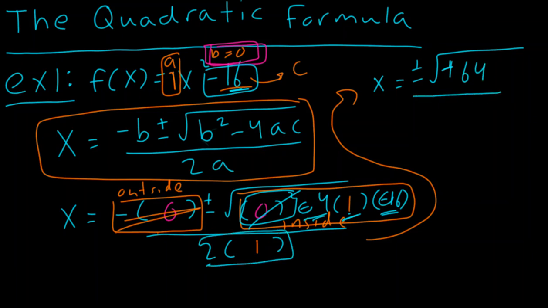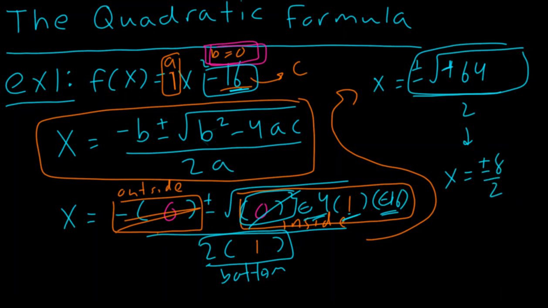and here is the bottom. Remember, we're going to simplify the outside, inside, bottom. 2 times 1 is 2. Now, we are literally almost done. Check this out. We know that the square root of 64 is 8. I hope you would know that. So we really have plus or minus 8 over 2.